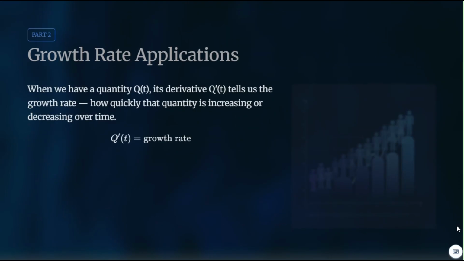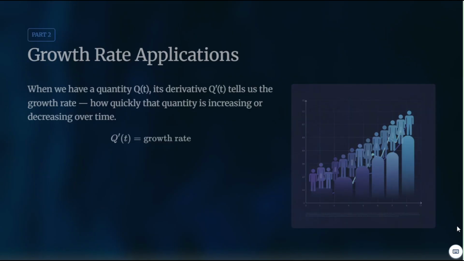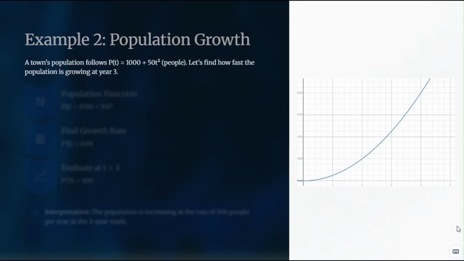When we have a quantity q of t, its derivative q prime of t tells us the growth rate. That is how quickly that quantity is increasing or decreasing over time. This concept applies to populations, investments, resources, and countless real-world scenarios where change matters. In this next example, a town's population follows p of t equals 1,000 plus 50t squared, in people. So let's find how fast the population is growing at year 3.